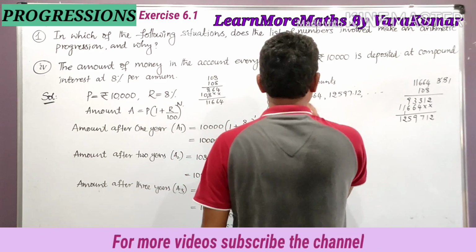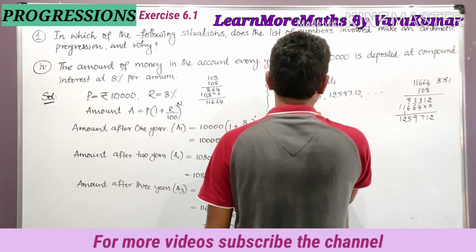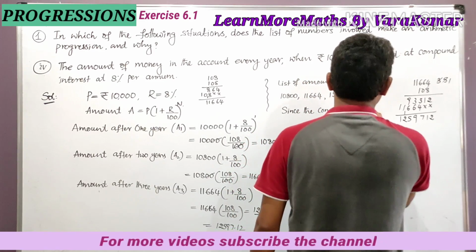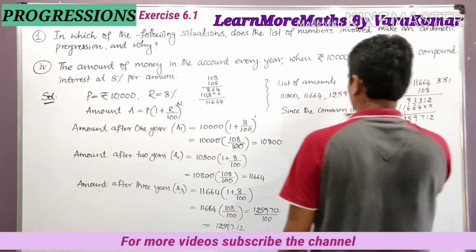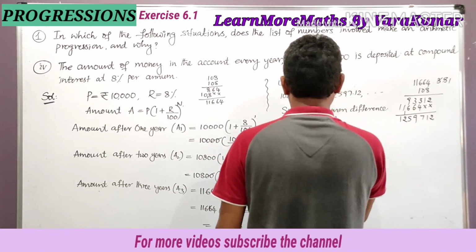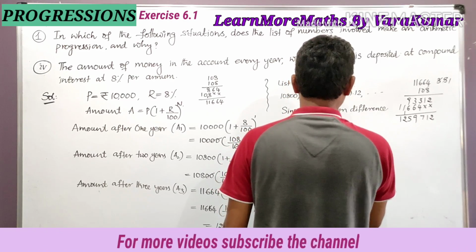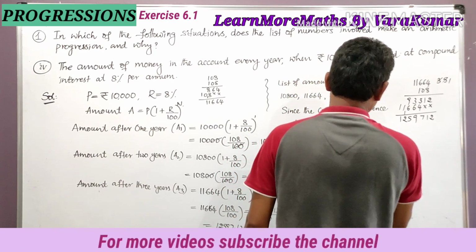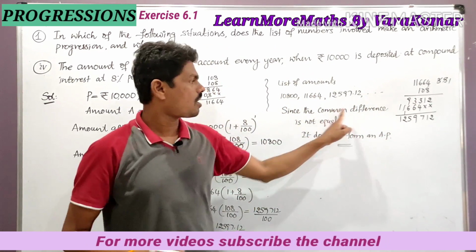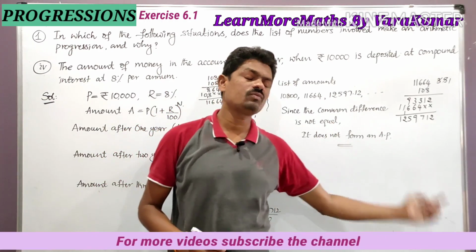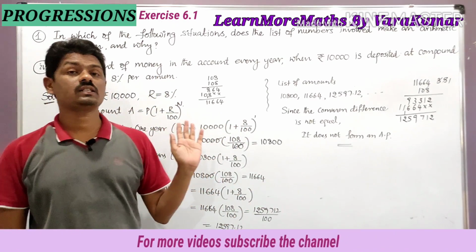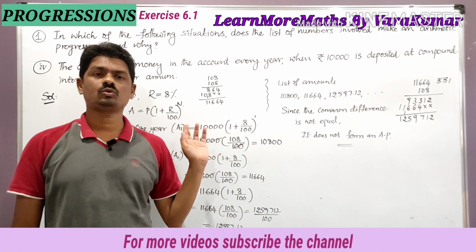Since the common difference is not equal, it does not form an AP. It does not form an arithmetic progression. So see, student, this is the fourth situation in exercise 6.1, first problem, student.